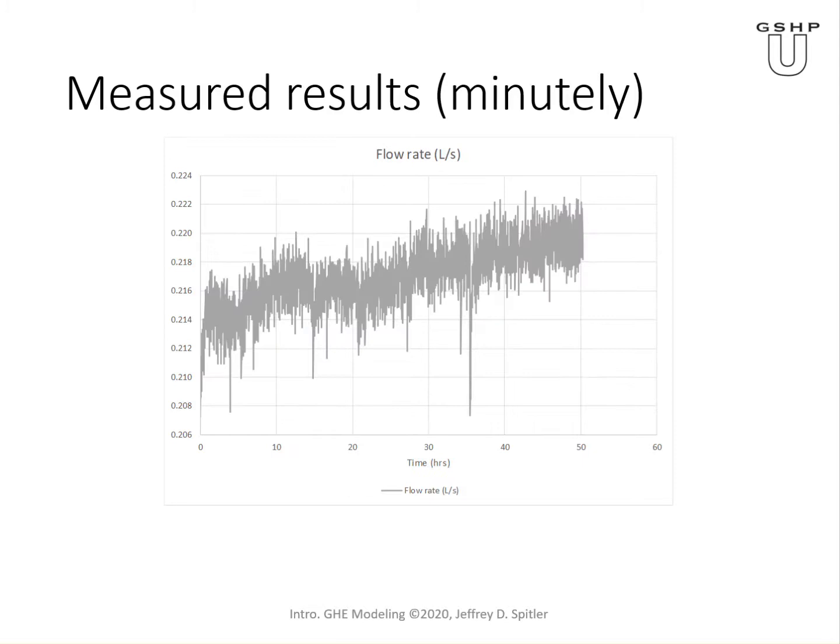You'll see that the flow rate varied, but if you look at the scale, for the most part it's in a pretty narrow band, maybe maximum 0.222. Most minutes, if you think about 50 hours or something like 3,000 minutes, only a handful get much below 0.212, so it's a pretty narrow band. It's pretty well controlled.